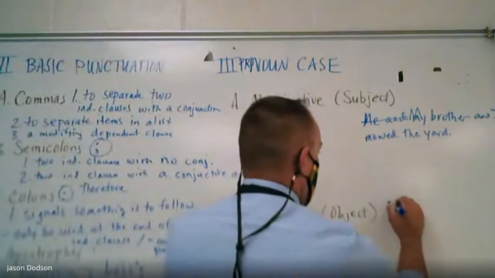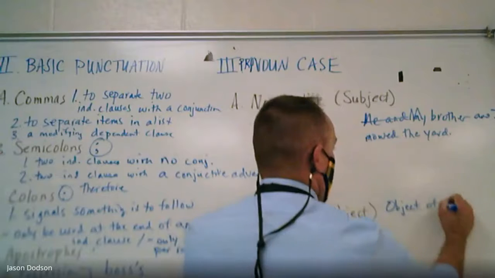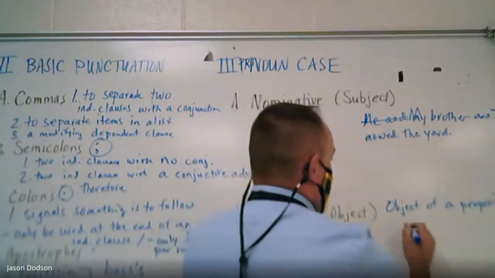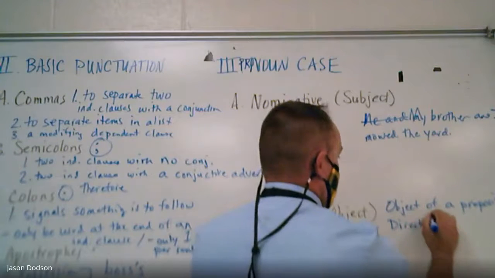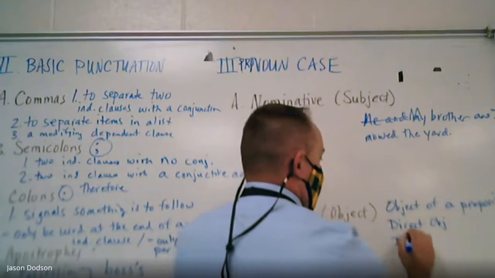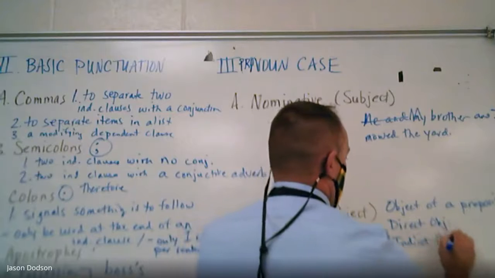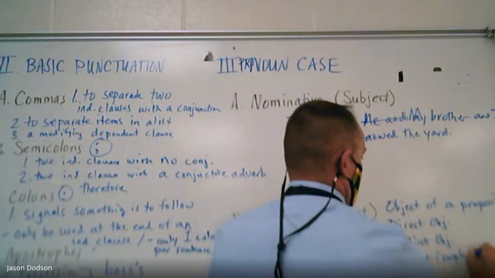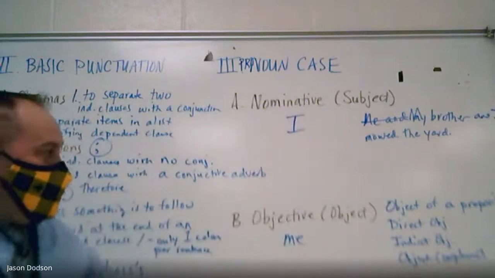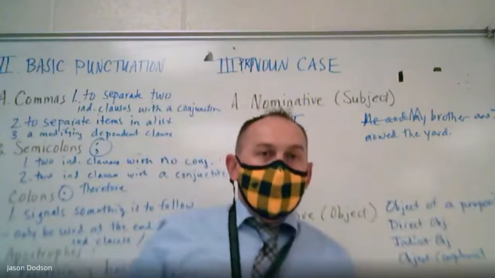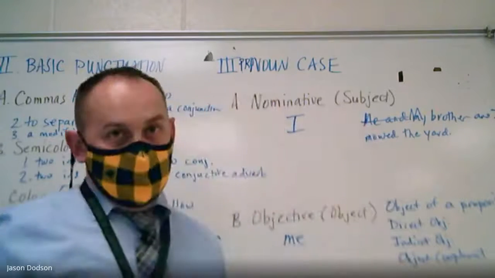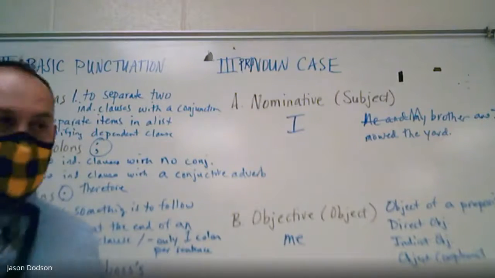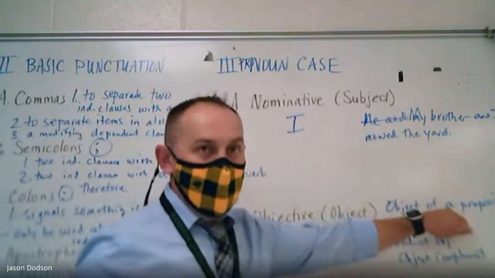Objects can be the object of a preposition. It can be a direct object. It can be an indirect object. Or it can be an object complement. Okay? If you are a noun functioning as the object of a preposition, you cannot be the subject of a sentence. There's no way. And the ACT will trick you on subject-verb agreement using objects of preposition.